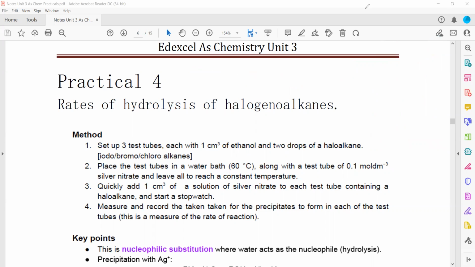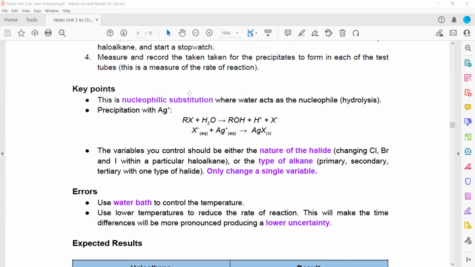Then what are the key points which you should consider? This is a nucleophilic substitution reaction where the water molecule, which contains H and OH, will displace the halide ion, and that halide ion will combine with silver to form a silver halide.